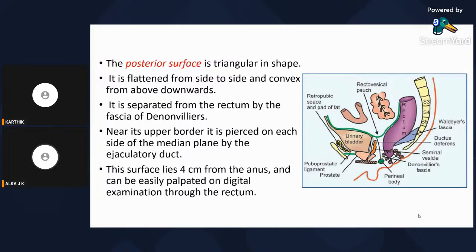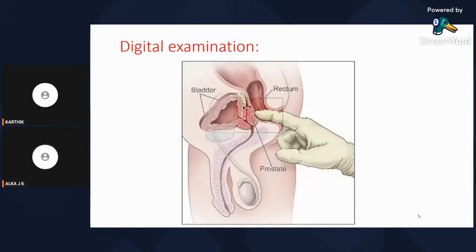This surface lies 4 centimeter from the anus and can be easily palpated on digital examination through the rectum. Digital means by finger; digits, fingers are known in anatomical terminology as digits. So if we pass our index finger in the rectum, through the anal canal, that is per rectum exam, known as PR exam, only 4 centimeter distance is there from the anus to the posterior surface of prostate, so that we can palpate the prostatic enlargement there.